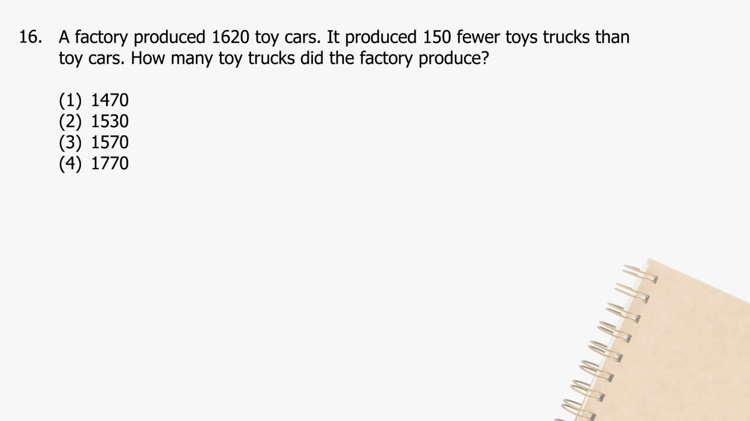Question 16. A factory produced 1,620 toy cars. It produced 150 fewer toy trucks than toy cars. How many toy trucks did the factory produce?